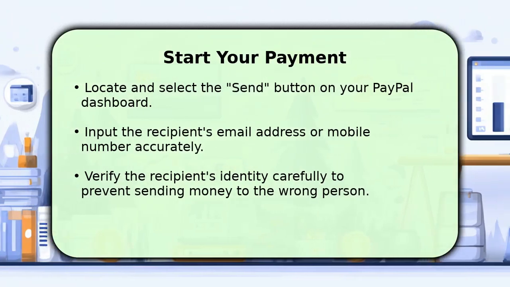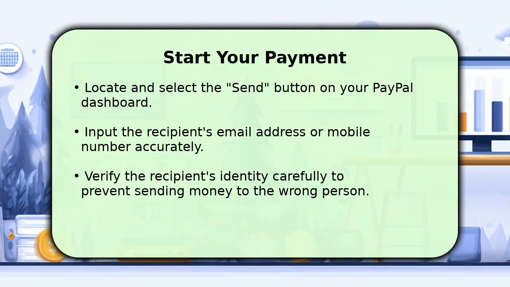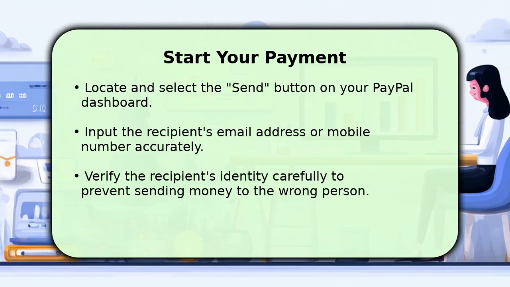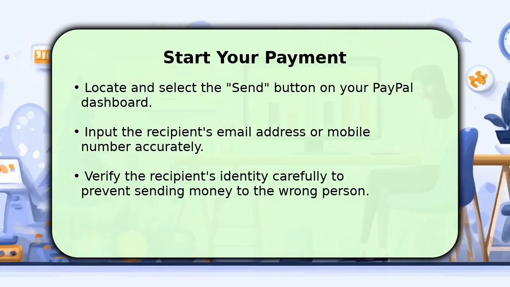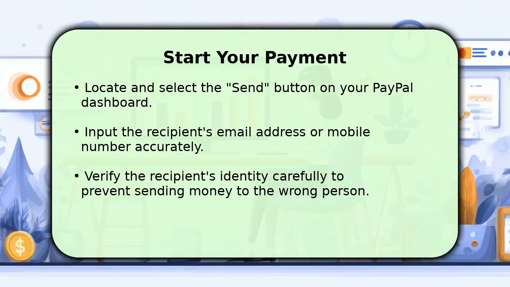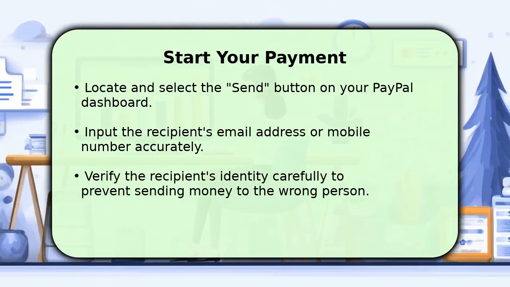Once logged in, look for the Send or Send and Request button, usually prominently displayed on your home screen. Click this option to begin the payment process. Next, you will need to enter the recipient's email address or mobile phone number.